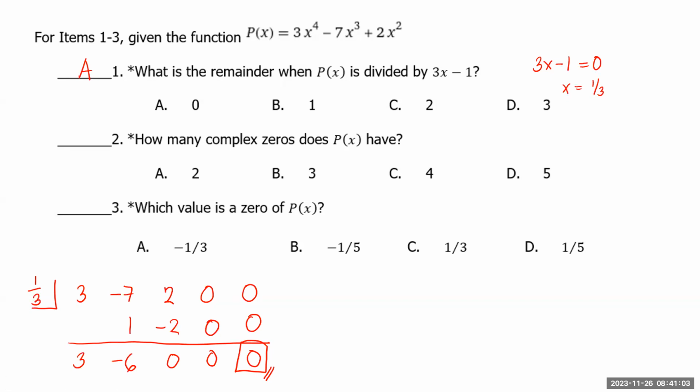Number 2 is easy. How many complex zeros does p have? We just need to look at the degree of the polynomial, which is letter C. And for number 3, which value is a 0 of p of x? So since in number 1, 3x minus 1 is a factor because the remainder is 0, therefore we can say that 1/3 is a 0. So our answer is letter C.